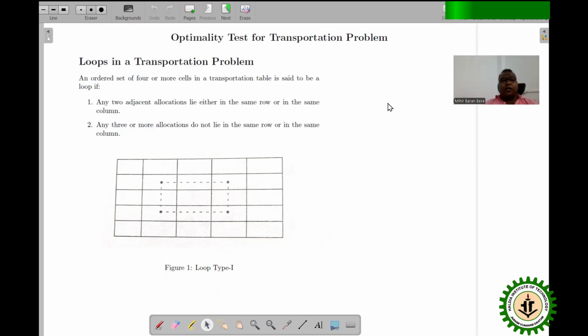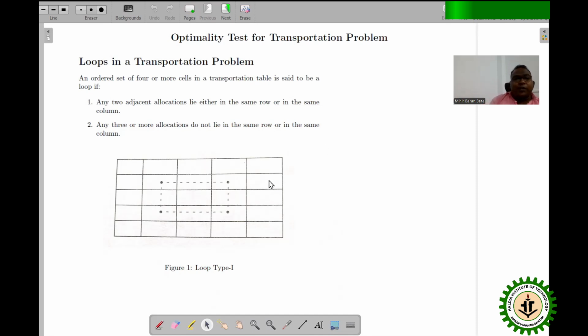A loop is nothing but an ordered set of 4 or more cells in the transportation table, which will form a loop if and only if any two adjacent locations lie either in the same row or in the same column. Secondly, any three or more allocations do not lie in the same row or in the same column. You can see the figure here.